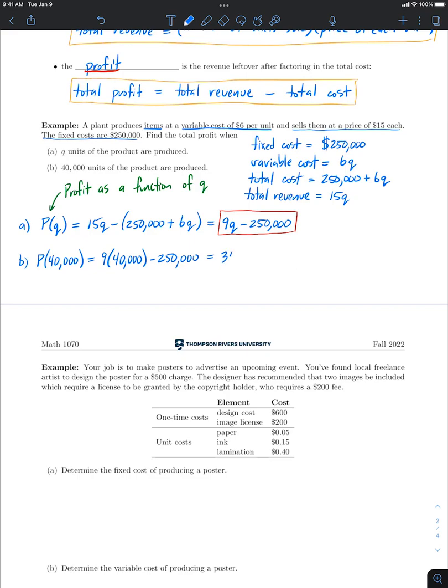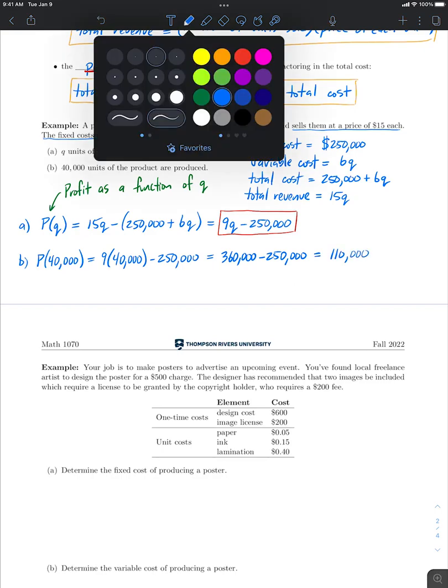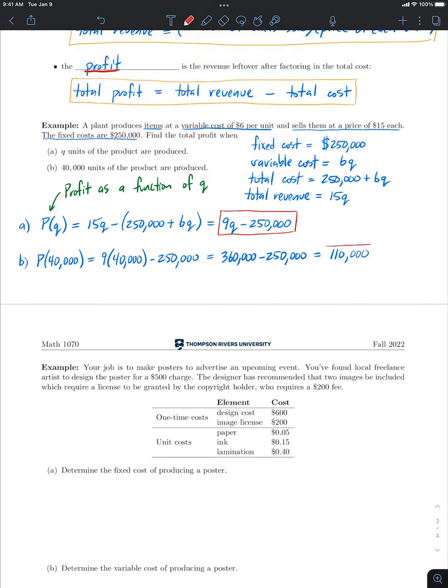40,000 times 9 is actually 360,000. Then when you subtract 250,000, you end up with 110,000. Okay, so that $110,000 is your profit if you sell exactly 40,000 units. Okay, so that's an example of how you can write down your profit function and how you can actually use it as well.